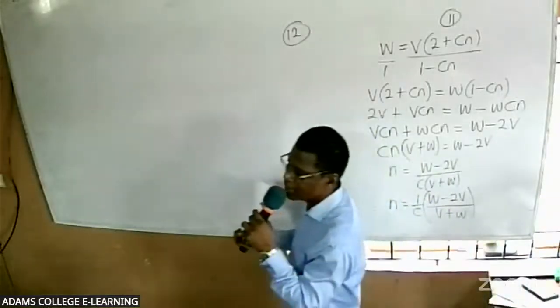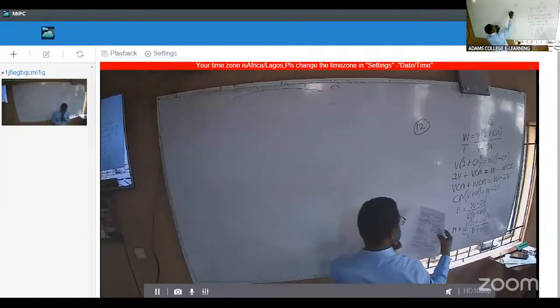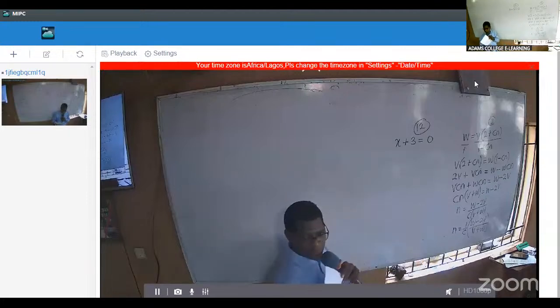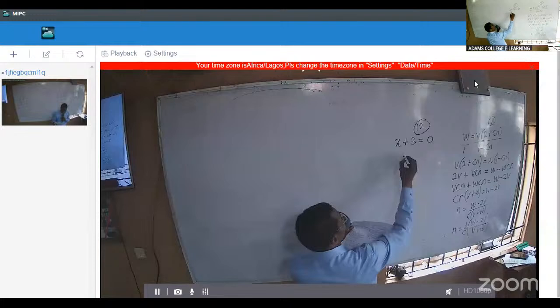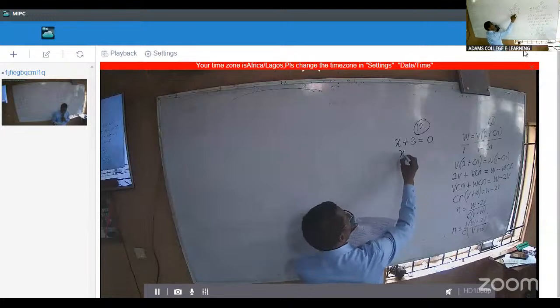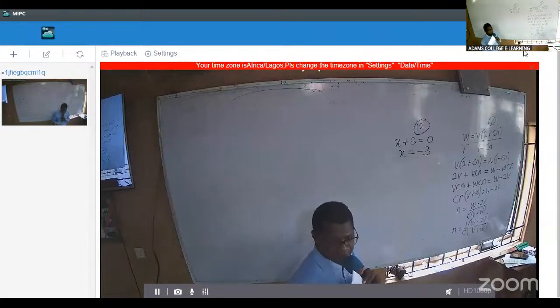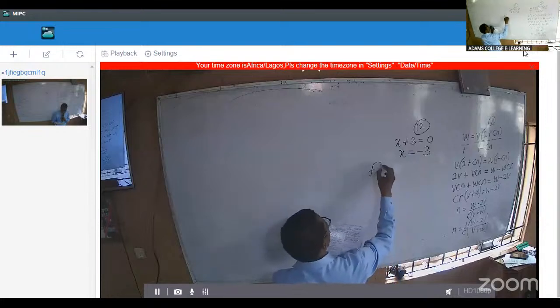You can use your remainder theorem. How? That number they give you, which is x plus 3, I'll say x plus 3 equals 0. That's what I will say. And from there, our x will now be minus 3. That's our x, minus 3. Then they give you f of x.